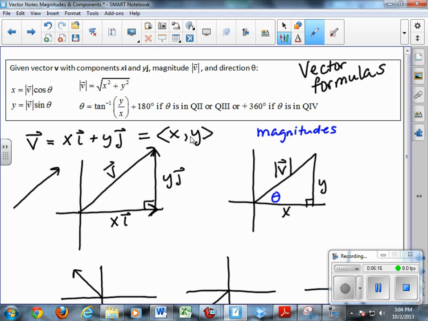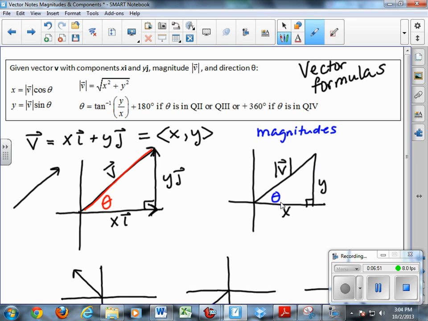Now, another way I can name a vector is by its size and its direction. So I could put theta here, and I could say that the length of this vector is its magnitude. I denote that with these absolute value signs, or what looks like absolute value signs. So when I talk about magnitudes, I can say this is the length of vector v. This is the length of the horizontal component, this is the length of the vertical component, and this is the angle of the vector.